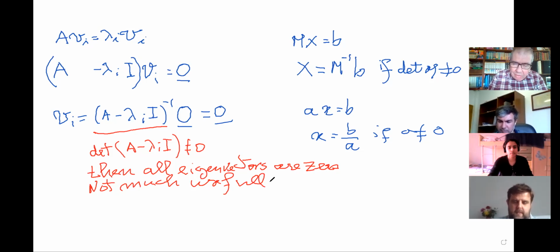Okay? Now, but now you can play with the lambda I. So what is the condition that if you want to find solutions for this equation that are non-zero, what is the condition that you must impose? Now you impose conditions on the eigenvalues, on the lambda I. What is the condition that you must impose? The determinant of A minus lambda I must be 0. That's right.